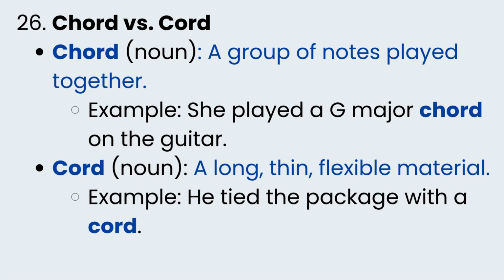26. Chord versus cord. Chord, noun, a group of notes played together. Example: she played a G major chord on the guitar. Cord, noun, a long, thin, flexible material. Example: he tied the package with a cord.